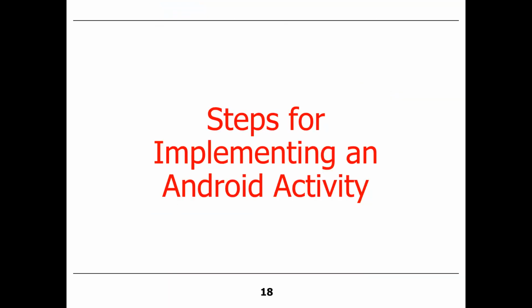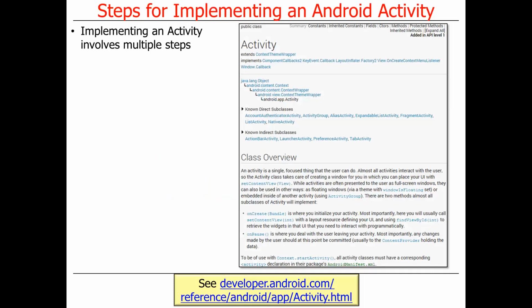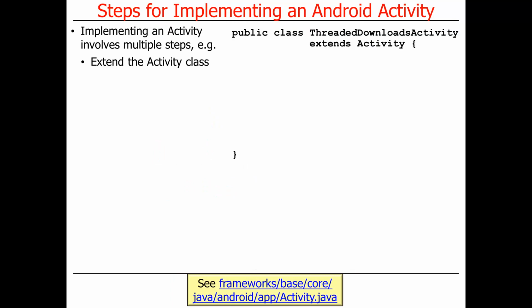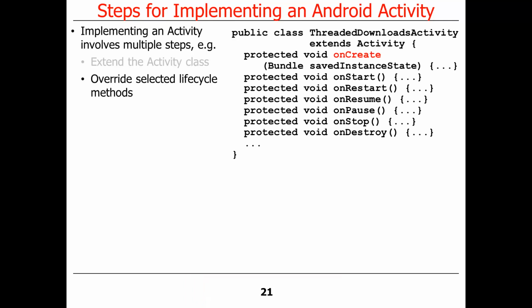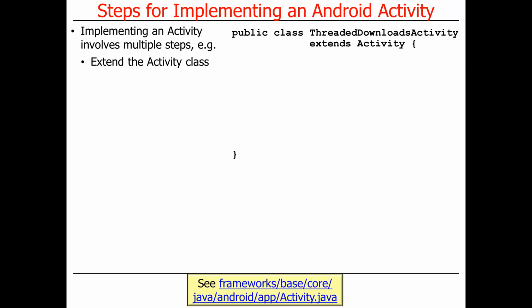Let's talk about the steps for implementing an activity, and this will be important because this is what you'll have to do for assignment number 3. There are a bunch of different steps involved here. The first thing you have to do is extend the activity class. So here's an example. We have, say, threaded downloads activity, which is some activity, and we inherit from activity, or extend activity, to create this activity.